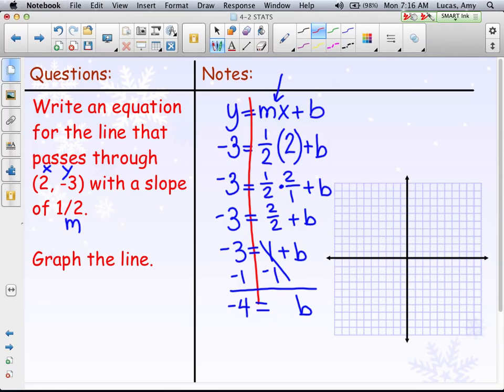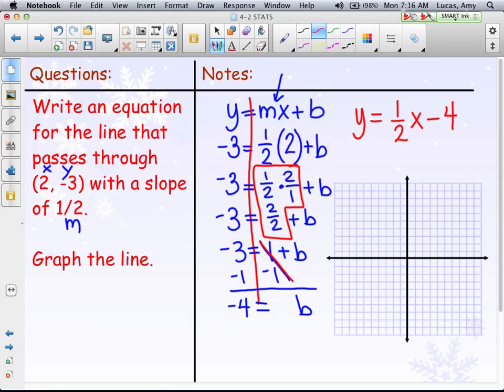On the next example, I will skip these steps right here and just multiply 1/2 of 2. 1/2 times 2 is 1. So it won't look like so many steps for you. So my intercept is -4. Now I can write my equation. I was given the slope, 1/2, and I've solved for the intercept, -4.